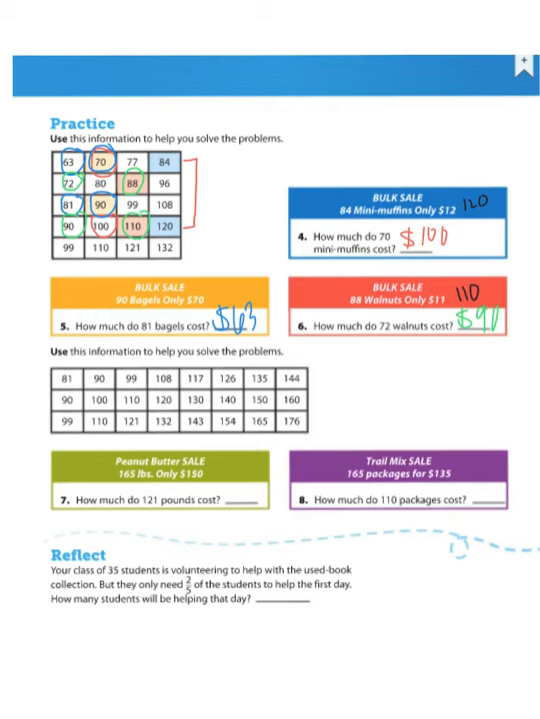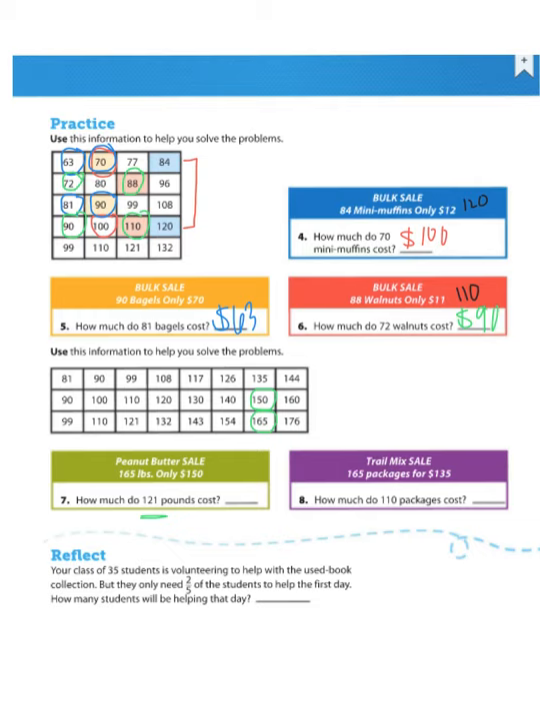All right, then 7 and 8, these are not color-coded, but we can still follow and answer the questions by doing the same pattern. Okay, so the green box is a peanut butter sale. It says 165 pounds for only $150. So I'm going to find my 165, which is right here. And they bought it for 150. So they didn't skip anything here. These numbers are right next to each other. So now we're going to find how much does 121 pounds cost.